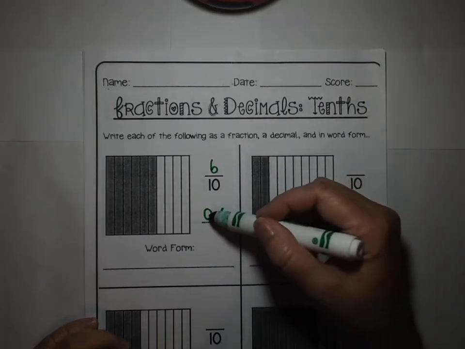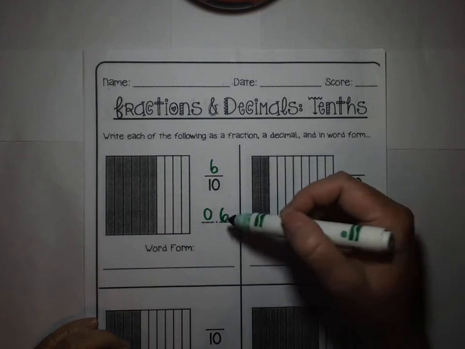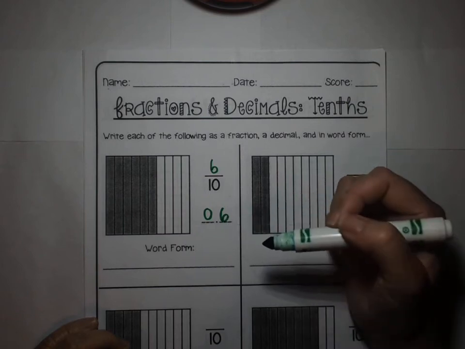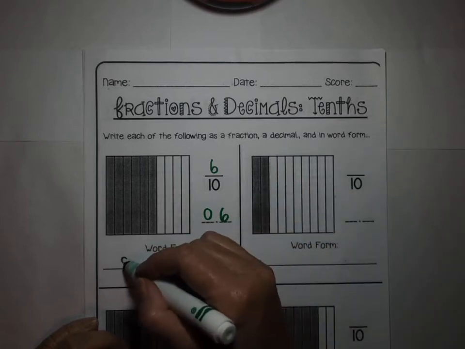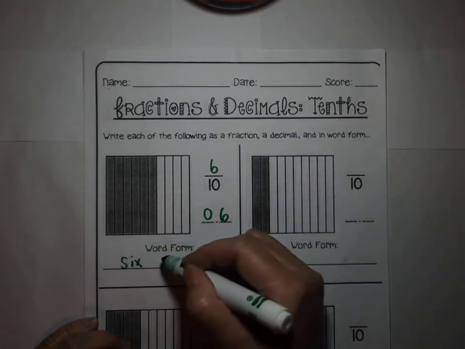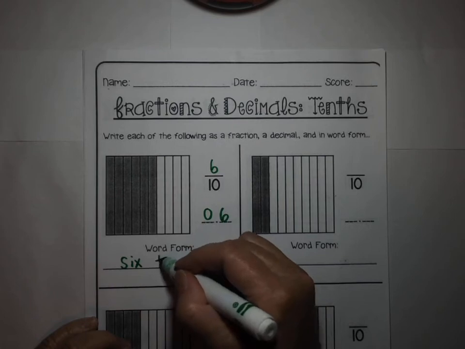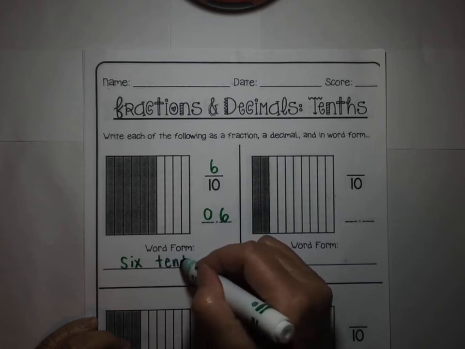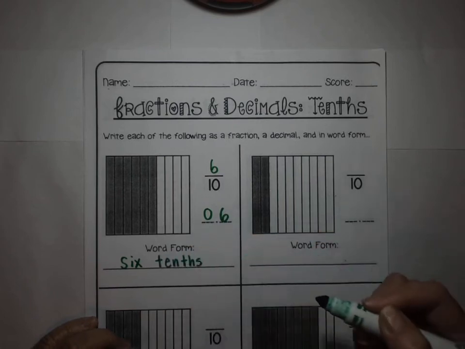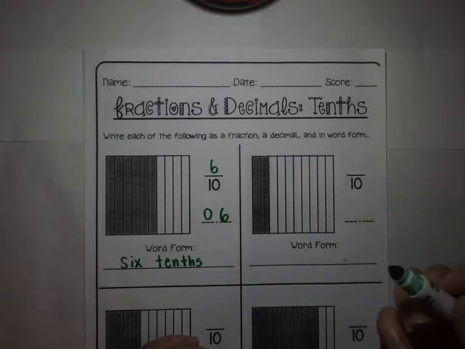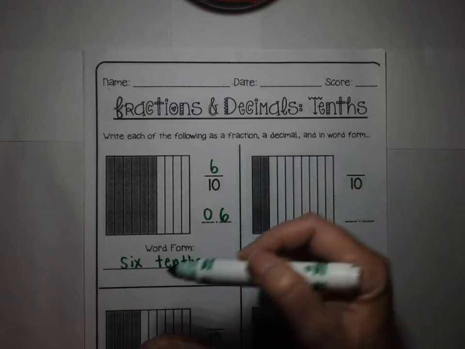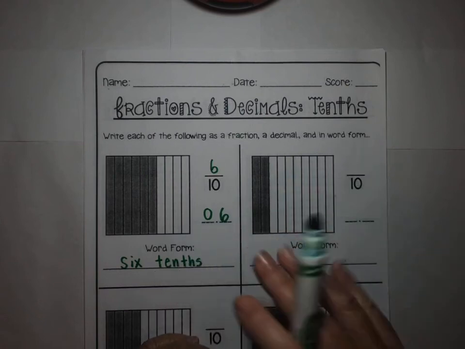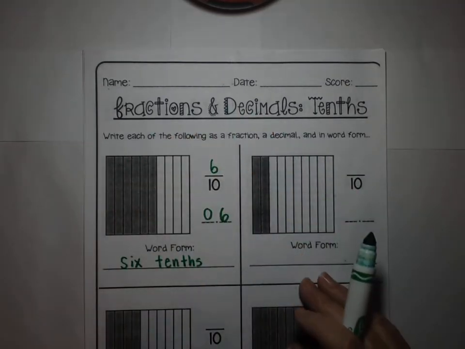I mean, you can say 0 and 6 tenths, but this is basically just 6 tenths and 6 tenths. So when you're writing it as word form, 6 tenths. So you say it the same way every time, as a fraction, as a decimal, and in word form. So this is showing 6 tenths.